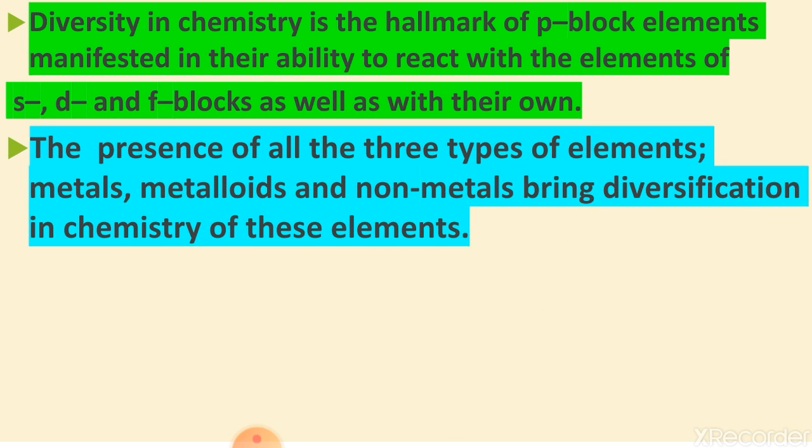Now dear students, the presence of all the three types of elements, that is metals, metalloids and non-metals, also brings diversification in the chemistry of these elements. That is, out of 4 blocks, S block, P block, D block and F block elements, only P block contains metals, metalloids and non-metals. The rest of the blocks basically contain metals.